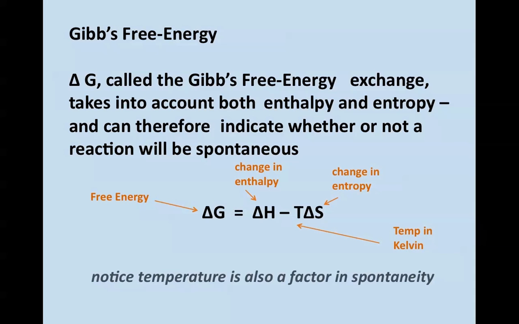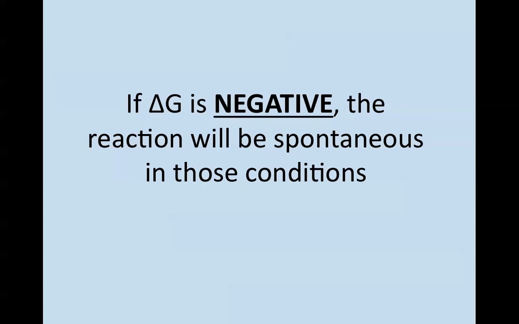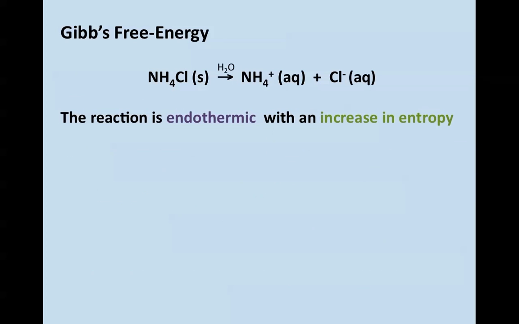So again, temperature is a factor and can influence whether or not a reaction will be spontaneous or if it will not occur at all. So when delta G is negative, this means the reaction will be spontaneous in those conditions, specifically temperature conditions. So for an example, this reaction is endothermic with an increase in entropy. And I'm getting endothermic off of Table I in your reference tables.